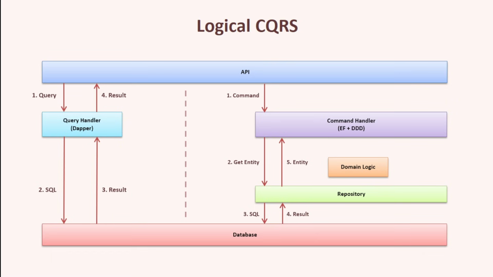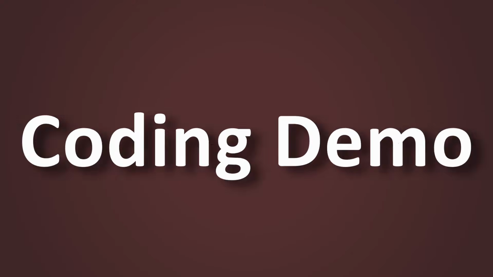For our commands, the flow is significantly more complex because first we need to fetch the entity from the database, and then we need to execute the business logic, often relying on domain-driven design or rich domain models. And finally, we need to save the changes in the database using either the repositories or unit of work.